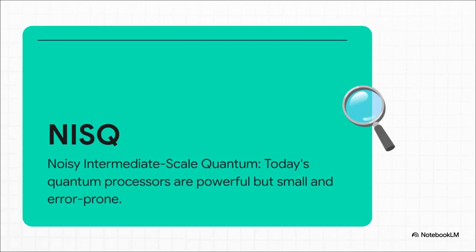NISQ stands for Noisy Intermediate Scale Quantum, and it's the perfect description for today's quantum computers. They're powerful, for sure, but they're also kind of small and incredibly sensitive. The tiniest vibration, the slightest change in temperature, what physicists just call noise, can totally throw off their calculations. You can think of noise as the ultimate villain in our story.